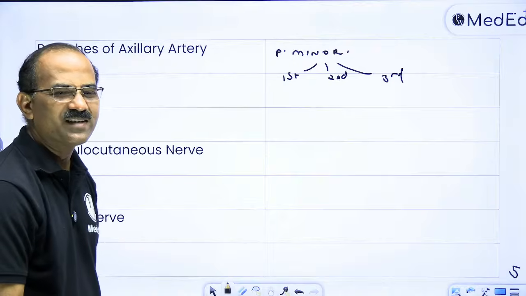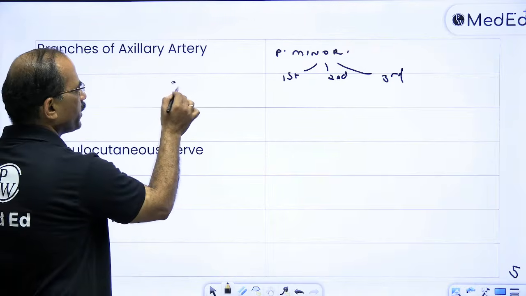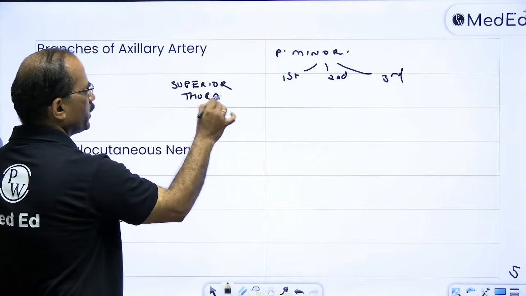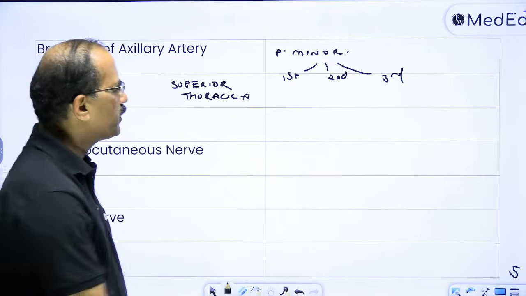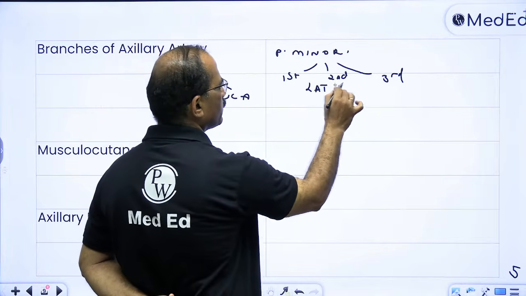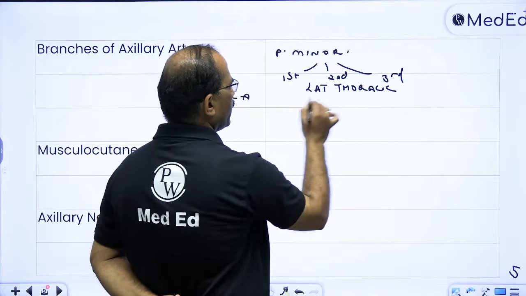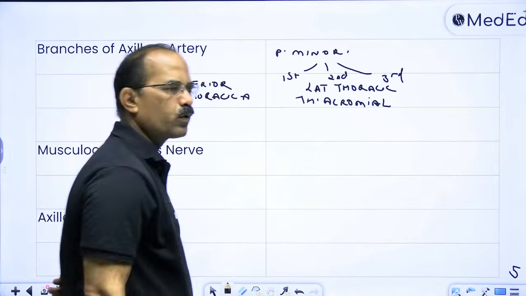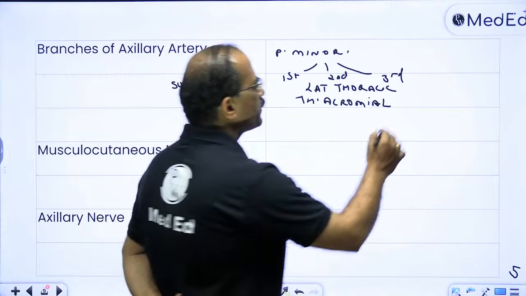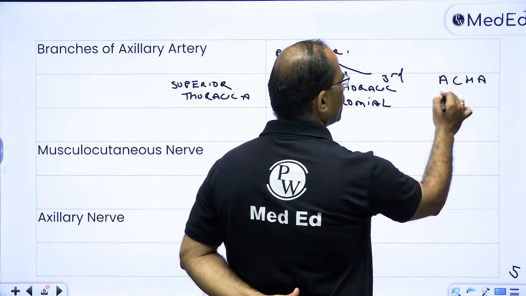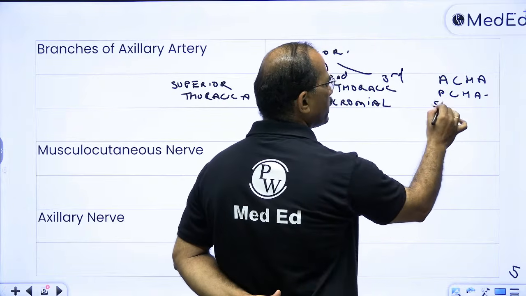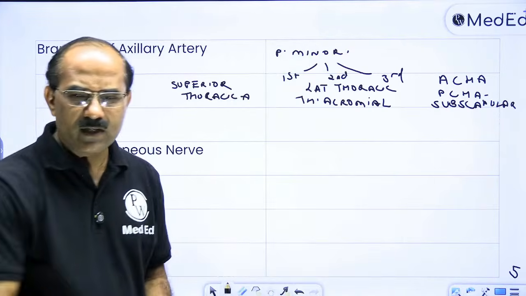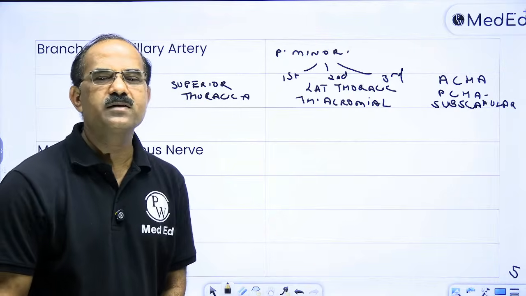Come on students, can you answer this? What is the branch from the first part? First part की branch है superior thoracic artery. Second part की branches हैं lateral thoracic and thoracoacromial. And third part के तीन branches हैं anterior circumflex humeral artery, posterior circumflex humeral artery and the subscapular artery.